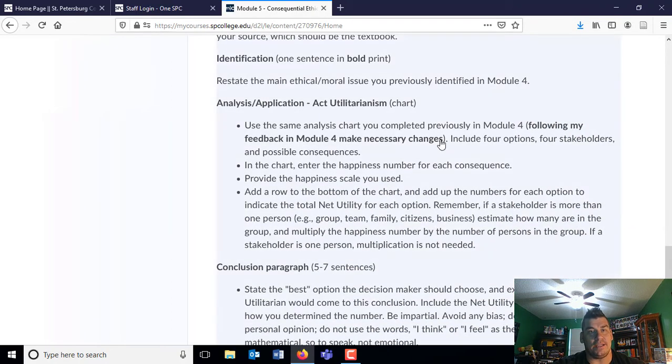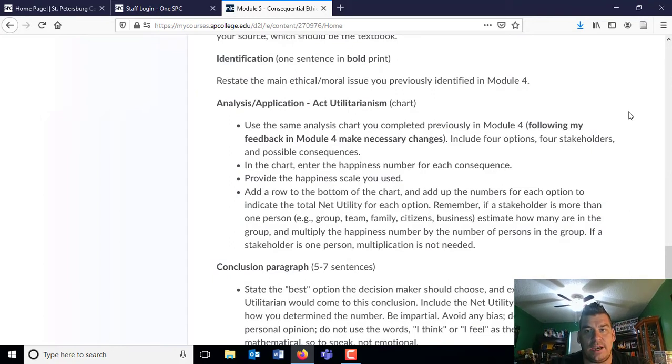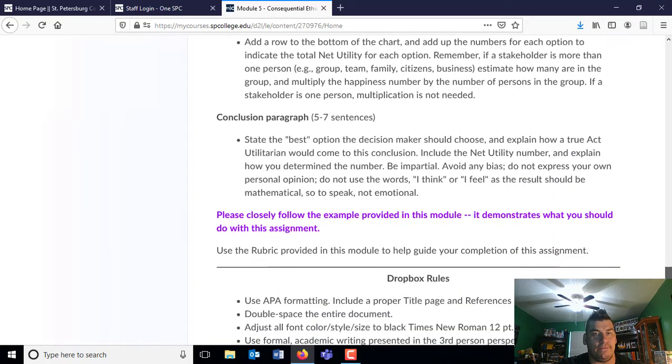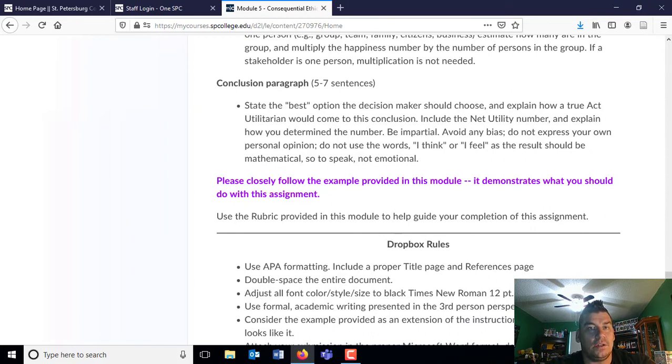Then the second part is the application of the theory itself. And that's what it shows you in the chapter, how to apply Act Utilitarianism through the concept of like net utility, right? And then in the third part of this assignment, it's the conclusion paragraph, where you're going to state what the best option the decision maker should choose from Act Utilitarianism would be, and then explain like how you got there through net utility, and be impartial, avoid bias.